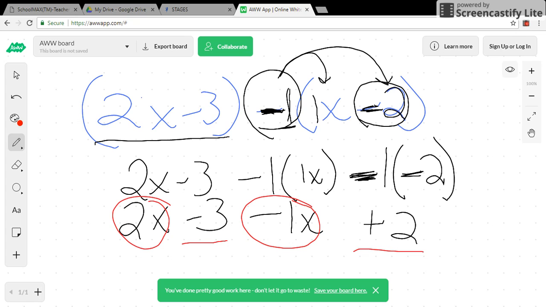So here we have a 2 and a negative 1, so opposite signs. Subtract them. 2 is larger than 1, so it's a positive 1x. We have a negative 3 and a positive 2, so again, they're opposite signs, subtract. And this time, the 3 is larger than the 2, so we have a minus 1 at the end.